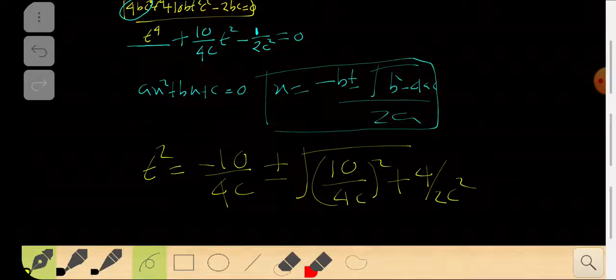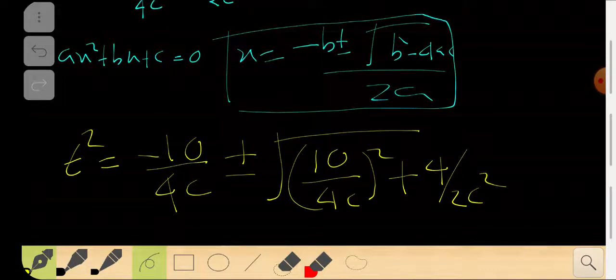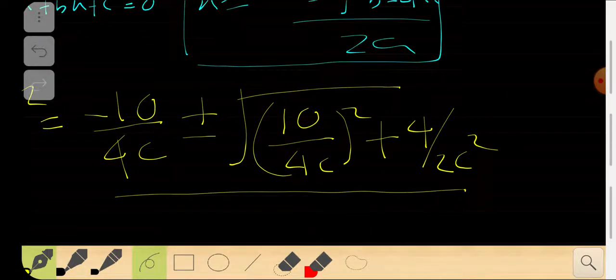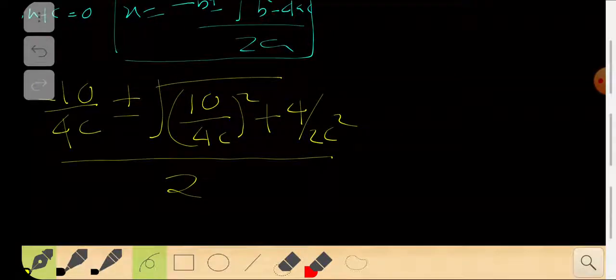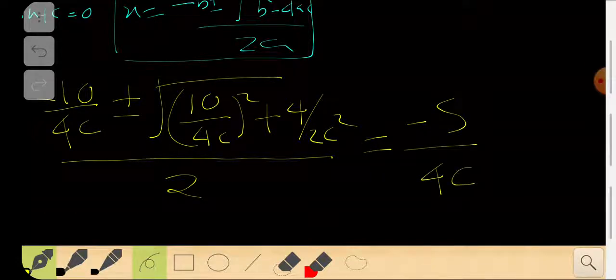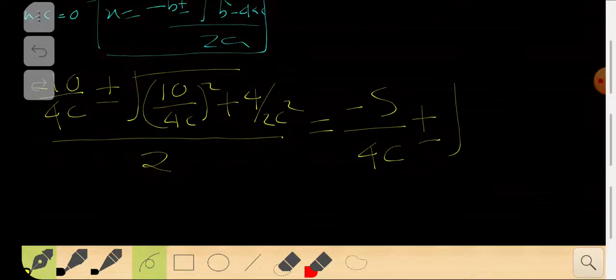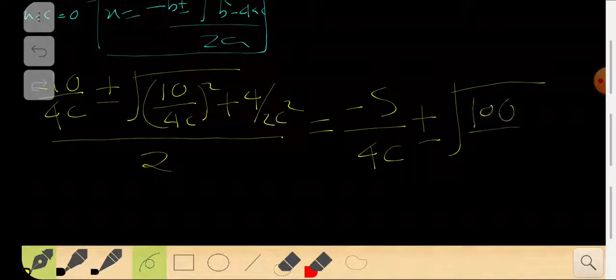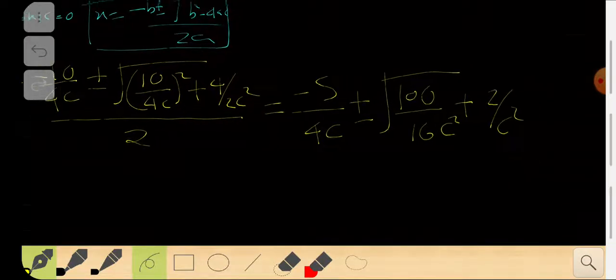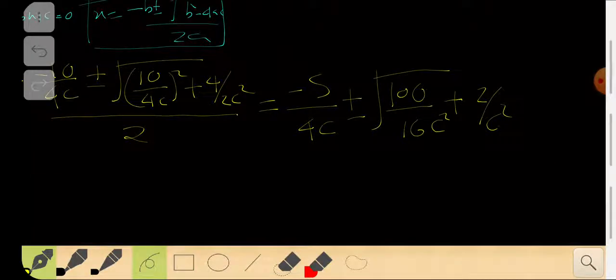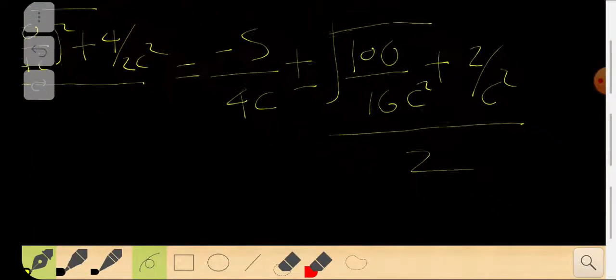Okay, for a and c, and for b squared minus 4ac, divided by 2 times a, that is 2. Okay, you got that, and it is very simple. So you get minus 5 by 4c plus or minus the square root of 100 by 16c squared plus 2 by c squared, times a half. There is a half here, so it's a 2. So that's what you get.